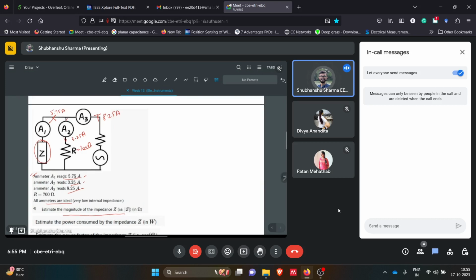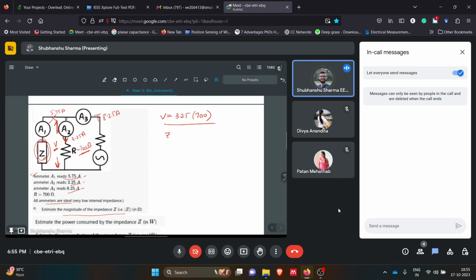So you can do a lot of things. One thing you can do, the starting point for this, is to calculate the drop across this R. I will say V. That same V will be the drop across this Z. If we have to calculate V, because we know the branch A2 current, that is 3.25, and we know the resistance of that branch, 700, we can get this V. So this is V, and this V is the same voltage drop across this Z.